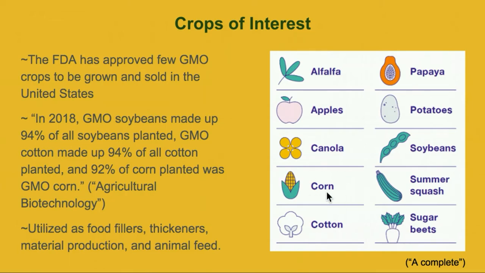92% of the corn that's planted in the United States is genetically modified. This is true for cotton as well. It's 94%, and soybeans are also 94% of the crops planted, according to a study in 2018 that I found on the FDA site.